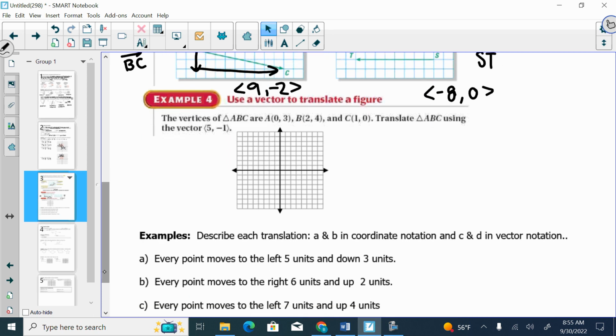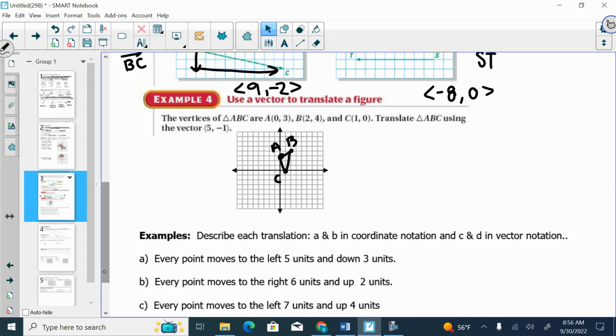Okay, this says that the vertices of the triangle ABC are at (0, 3), (2, 4), and (1, 0). All right, so there's the triangle. It says to translate this using the vector <5, -1>. So what does that 5 mean that we moved?